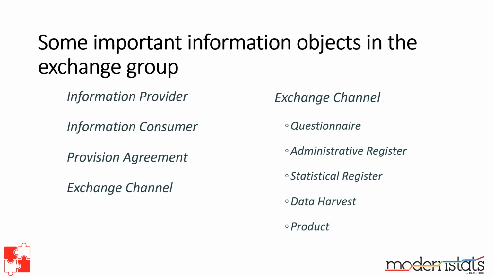So some important information objects in the exchange group: your information provider, information consumer, provision agreement, exchange channel. And then looking closer at the exchange channel, we have the questionnaire, administrative register, statistical register, data harvest, and product. We'll go through these in more detail.